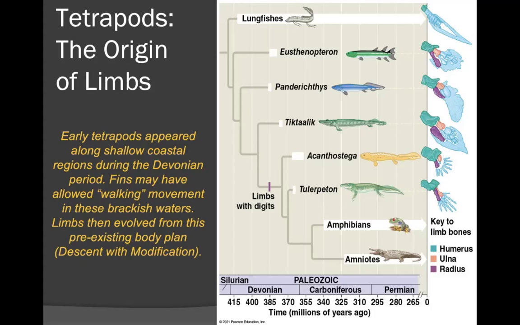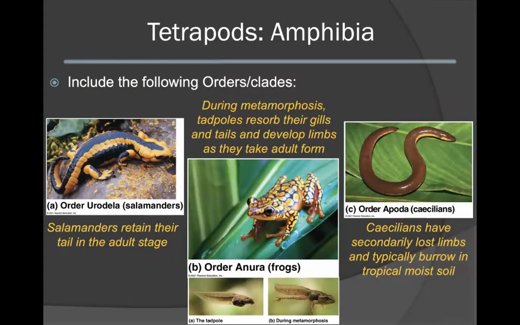Note the similarities in the limb bones that are present in lungfishes all the way to amphibians as well as amniotes. One of the major groups of tetrapods includes the amphibians. These include the following orders or clades.